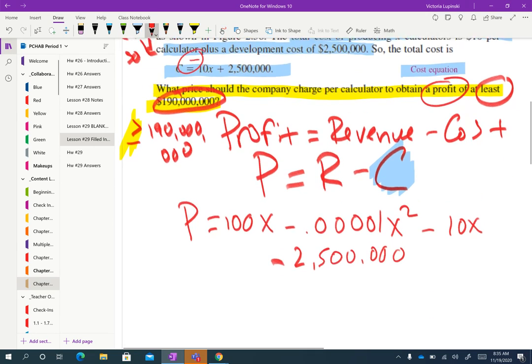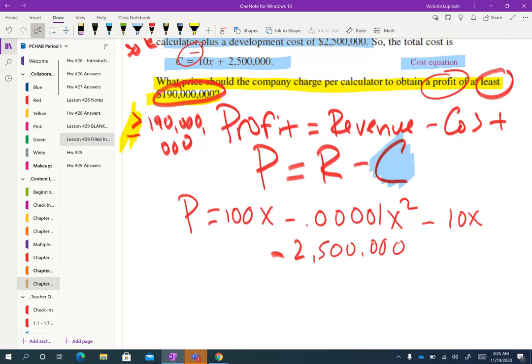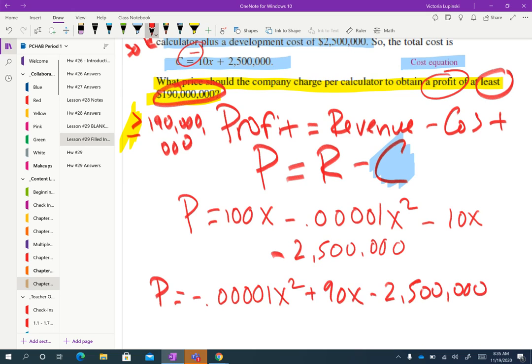So now I'm going to combine like terms and put it in standard form. So my profit equation is equal to negative 0.00001x squared. If I combine my x's, there's 90 of them, and then minus 2.5 million. Anytime you're in the millions, that's kind of a clue that you are maybe going to be using the graphing calculator, or else you're going to wind up with just some really, really messy numbers.